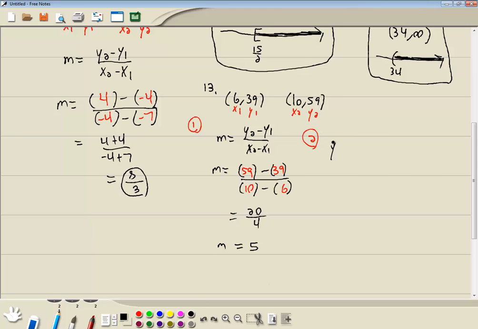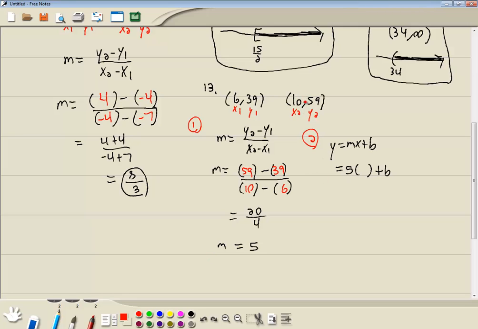We've got y is equal to mx plus b, and we're going to plug in the m we just found. We just said m was 5. Then we're going to plug in the given point for x and y. It doesn't matter which one you pick. You pick whichever one looks easier to you.